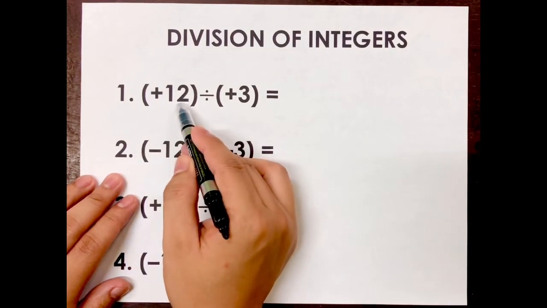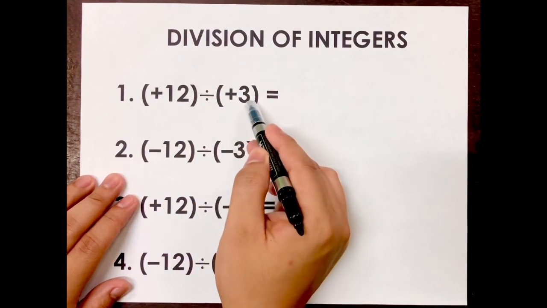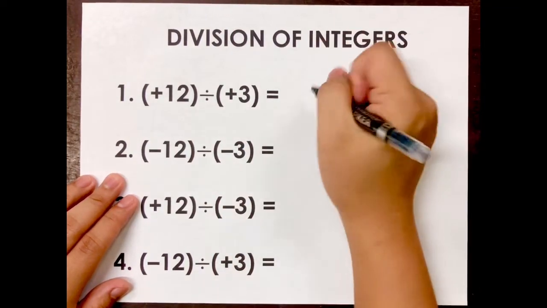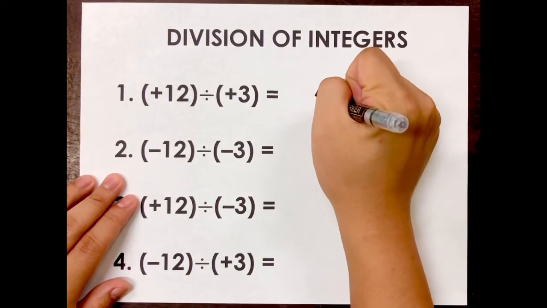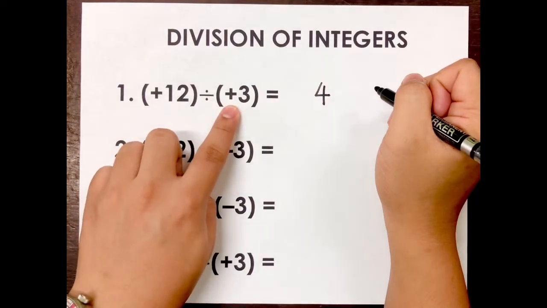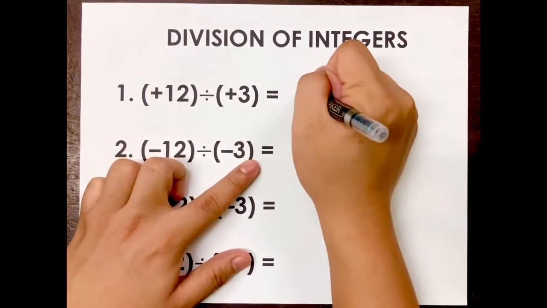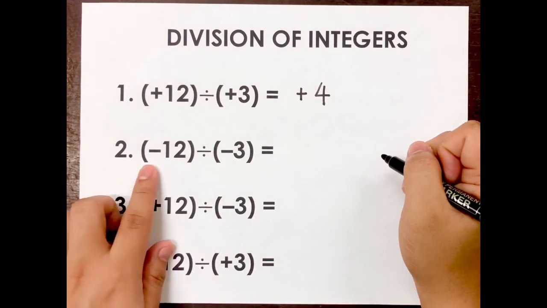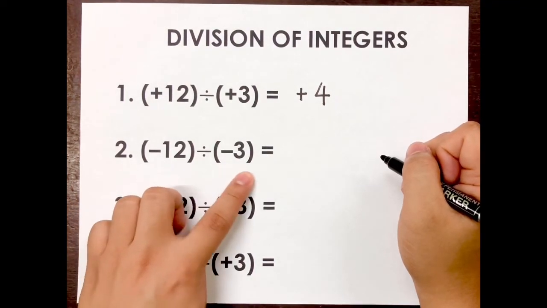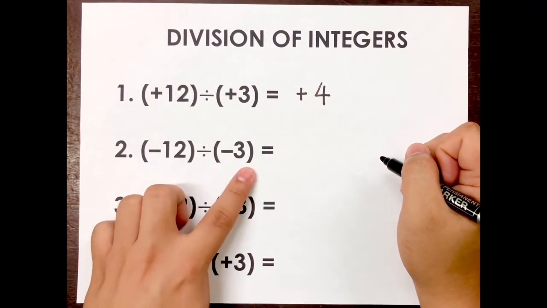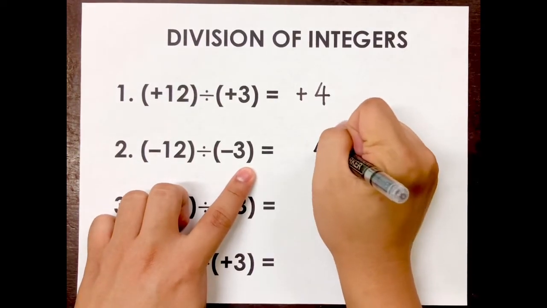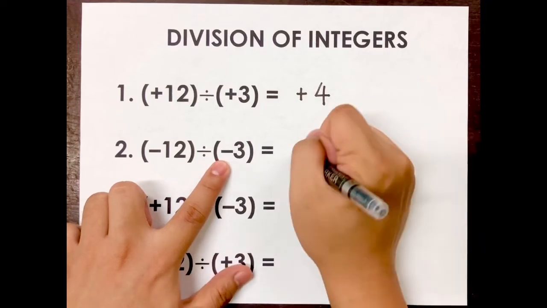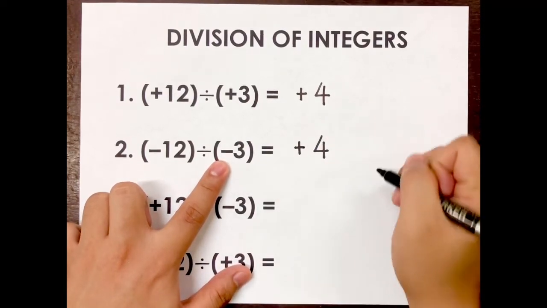Let's have number 1. Positive 12 divided by positive 3. 12 divided by 3 is? That's correct, it's 4. They are of the same signs. So the quotient is positive. Number 2, negative 12 divided by negative 3. 12 divided by 3 is 4. And they have the same signs. So the quotient is also positive.